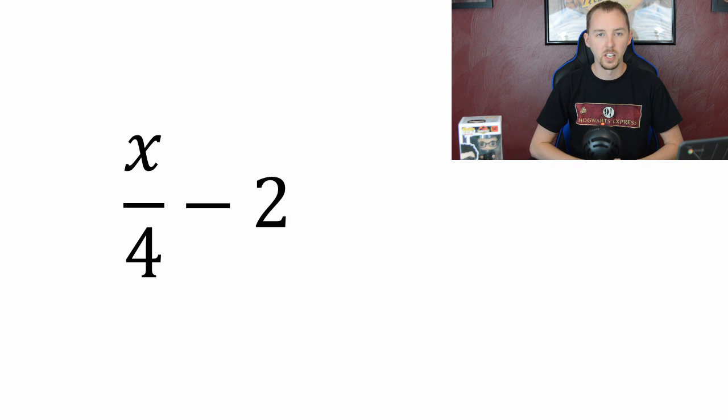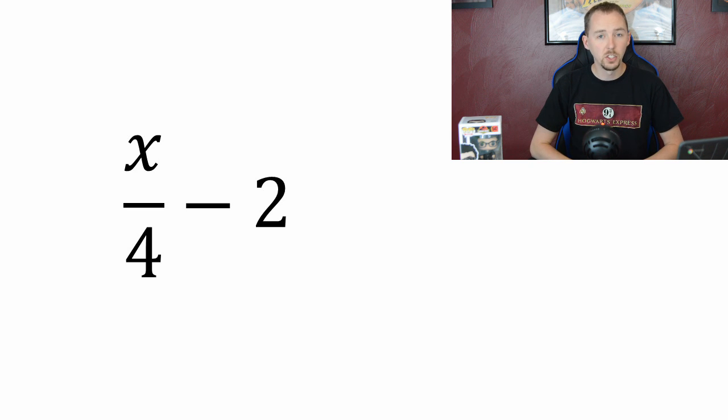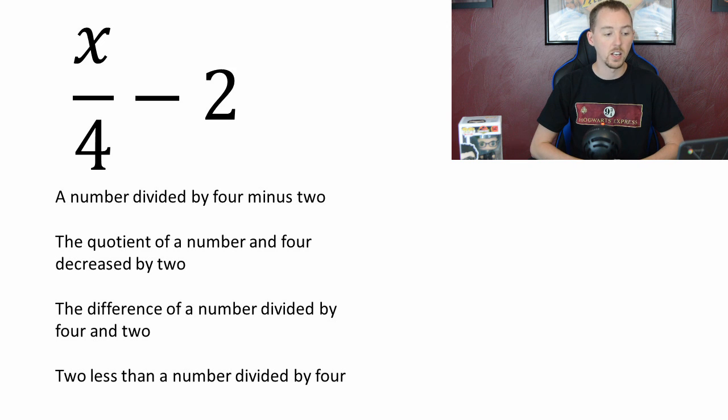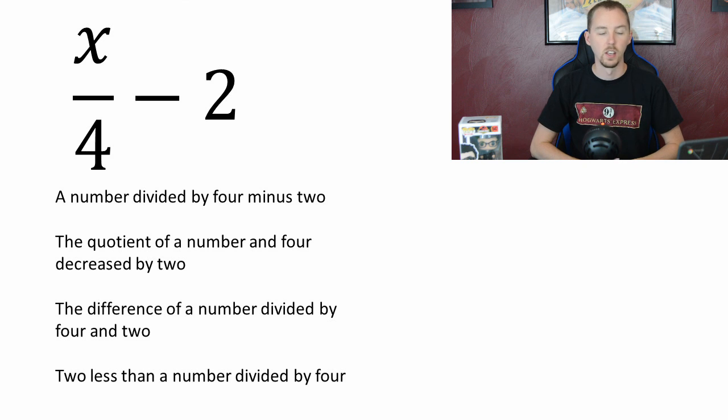I'll give you guys just a second to figure out how you would translate this into words. So I think the easiest way to translate it is in the order in which you read it. I would say a number divided by 4 minus 2. It's easy, it's simple, and it's in the order in which you read the symbols and numbers.